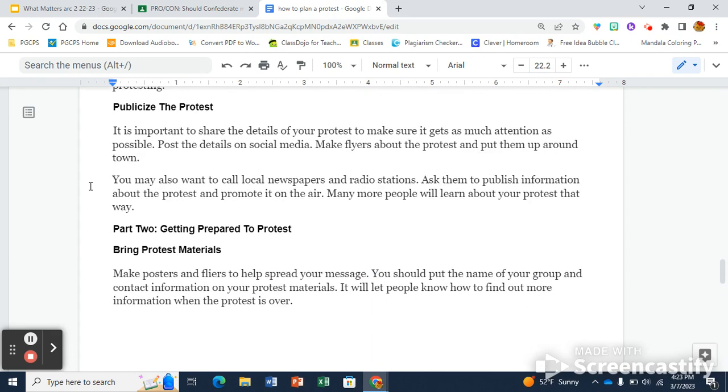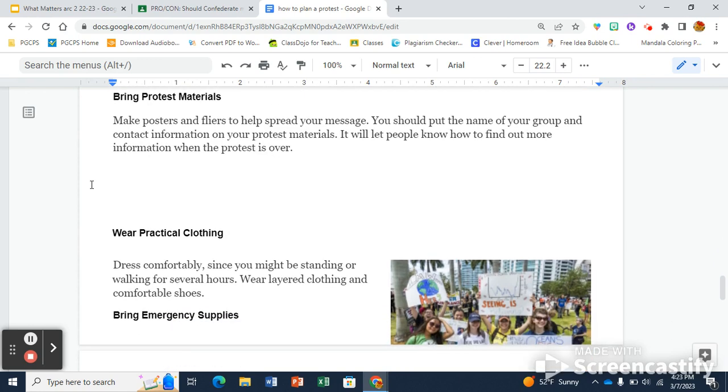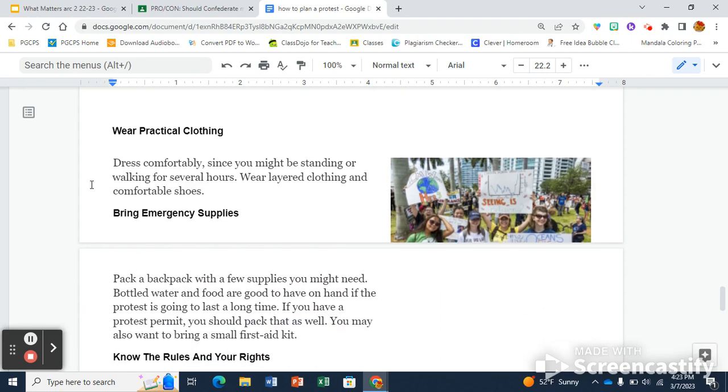Part 2. Getting prepared to protest. Bring protest materials. Make posters and flyers to help spread your message. You should put the name of your group and contact information on your protest materials. It will let people know how to find out more information when the protest is over. Wear practical clothing. Dress comfortably since you might be standing or walking for several hours. Wear layered clothing and comfortable shoes.